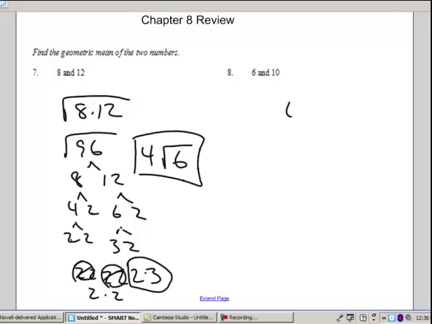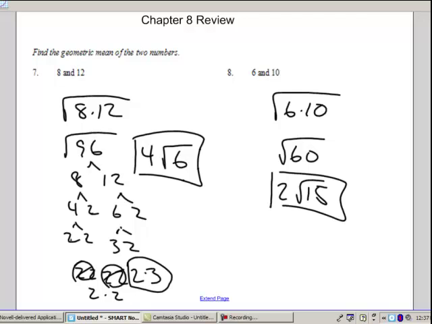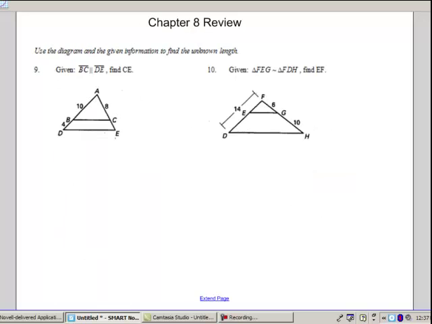Same with number 8. I'm going to do 6 times 10, and then I'm going to take the square root, because that's how we get a geometric mean. The square root of 60, which is 4 times 15, which gives me 2 times the square root of 15.